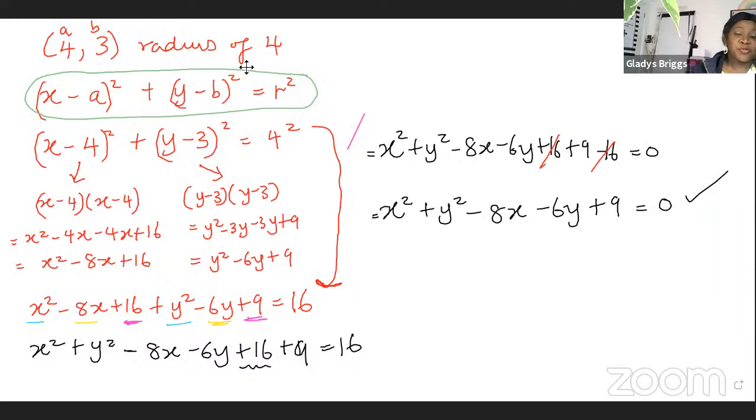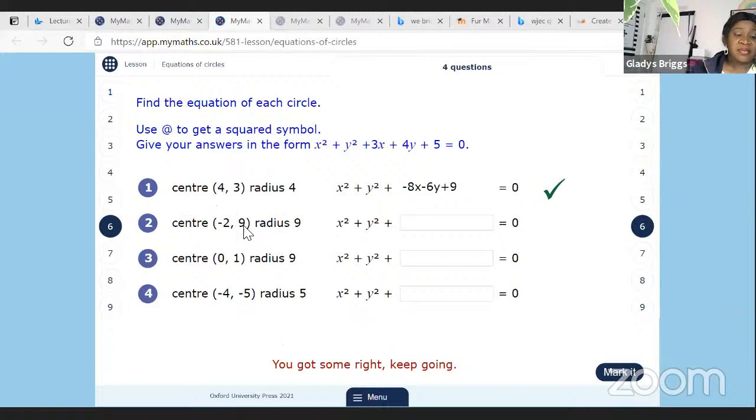So let's go back to my maths. Now have a go at this one. Okay. Now remember that the sign will change when you're working with this, because a and b change the direction.